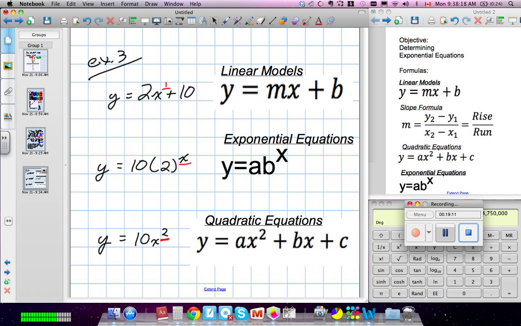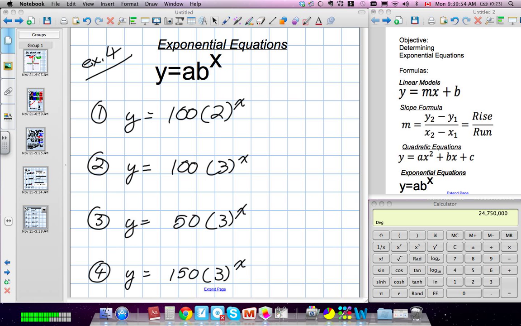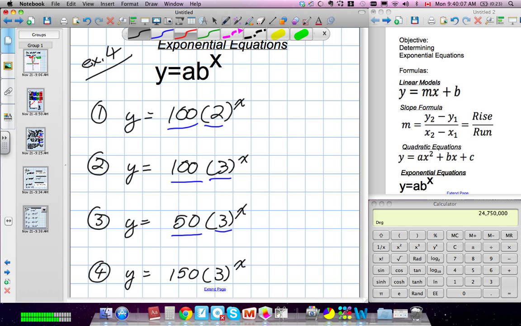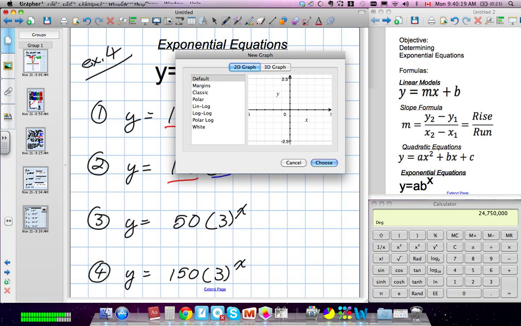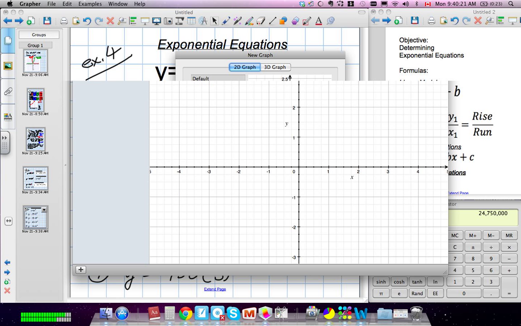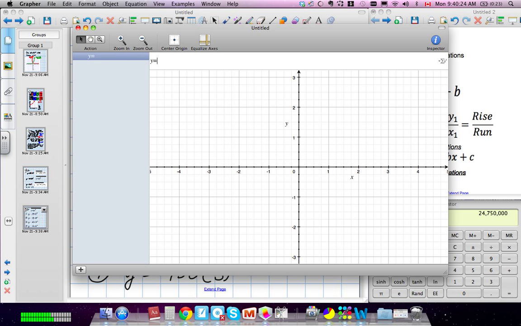Okay, the last major thing I need you guys to know how to do is discuss what the variables a and b do to the equation. Okay? So, what we're first going to do is we're going to work with our a's being the same and the b's of our equation. We're going to see how they affect the rate of change and the slopes in the graph. So we're going to graph this. Our first equation was 100 times 2 to the power of x. Okay?